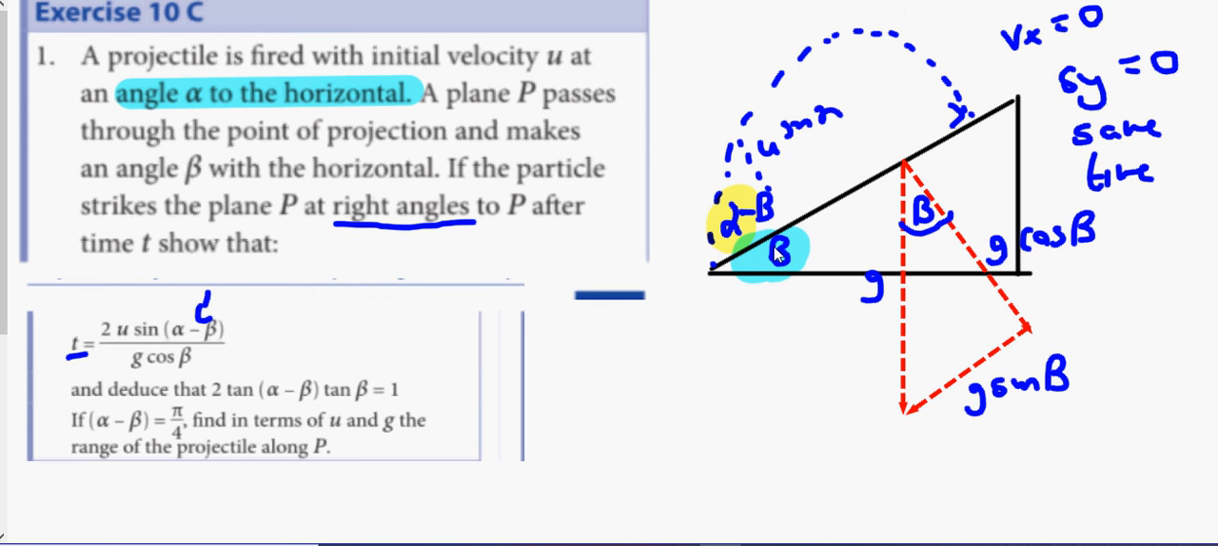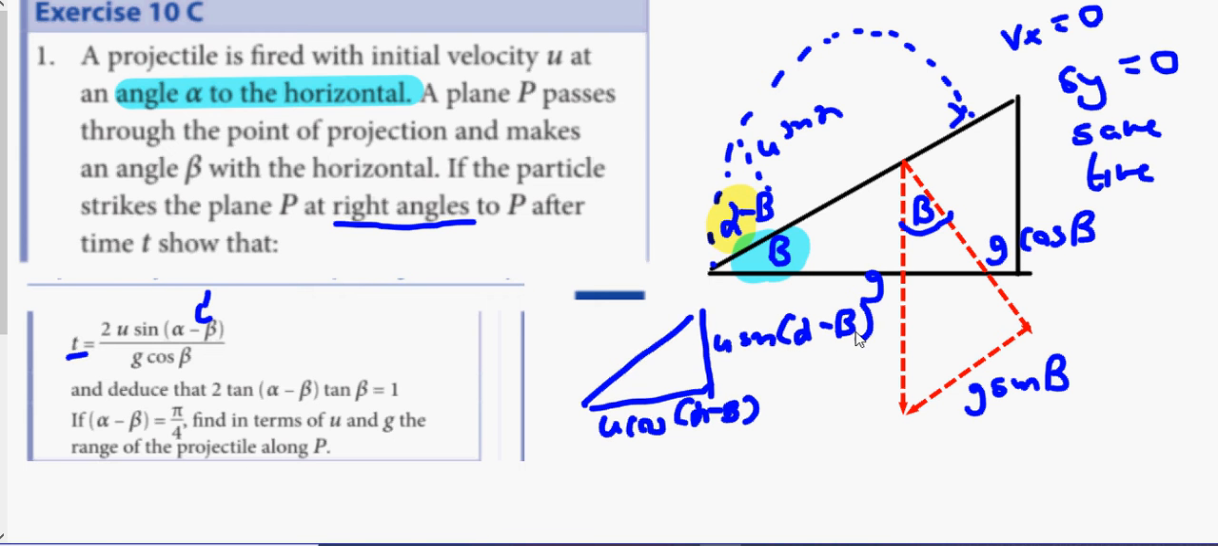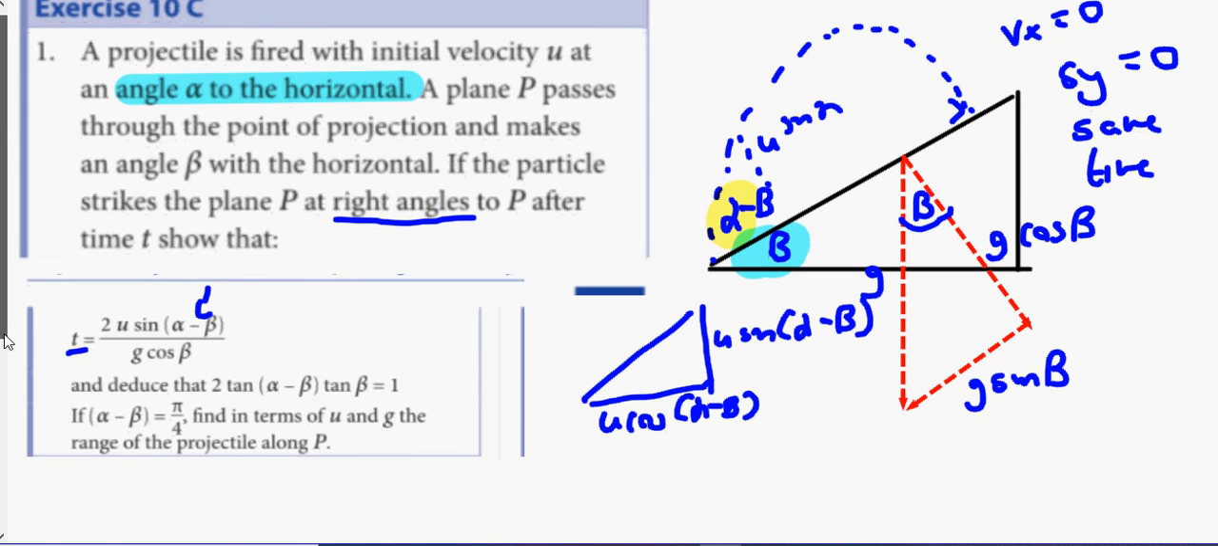So instead it's going to be u cos(alpha minus beta) and u sine(alpha minus beta). There's a hint in the answer, wasn't there? The way that there's alpha minus beta in the answer, so you can get why. Now, let's make our four equations.